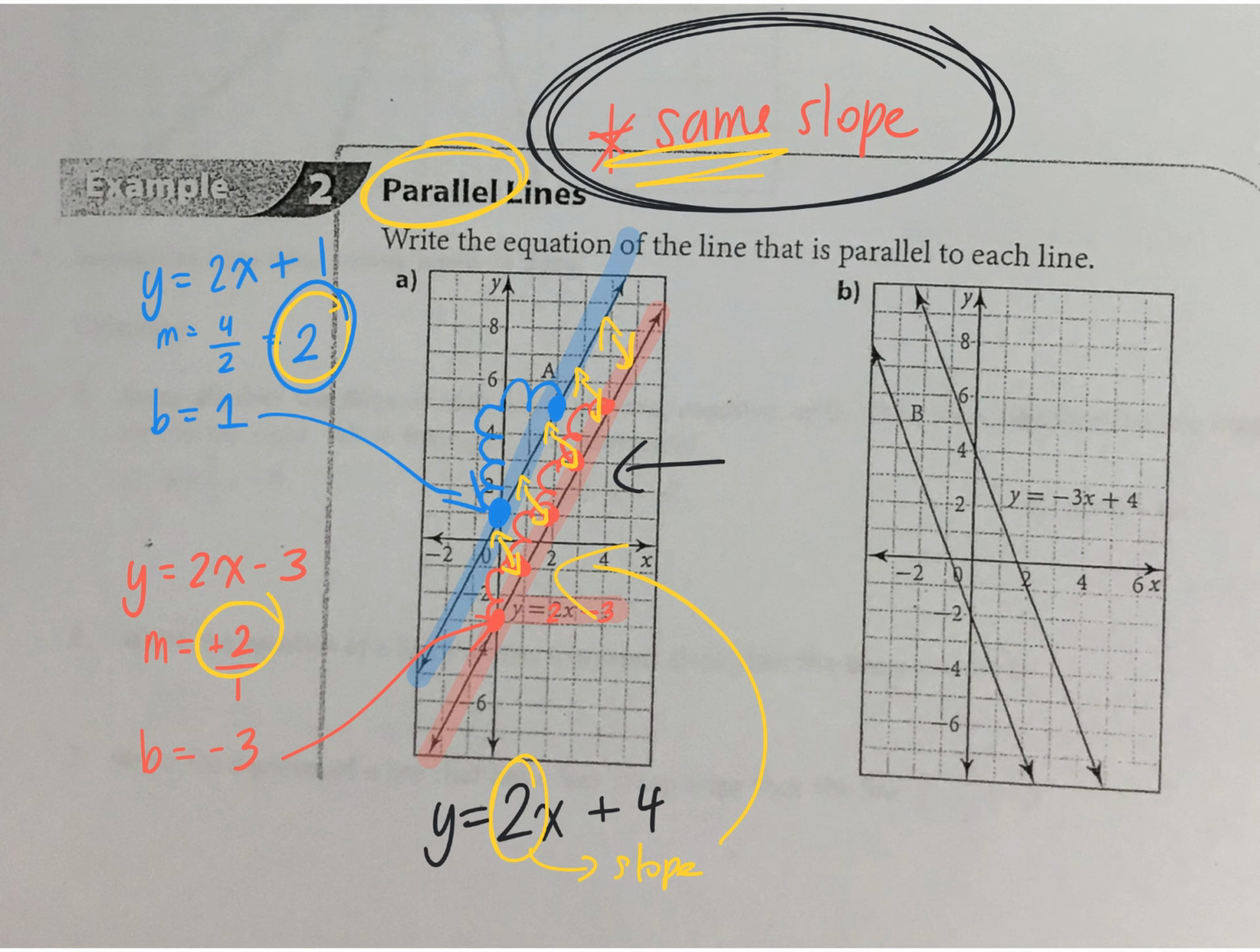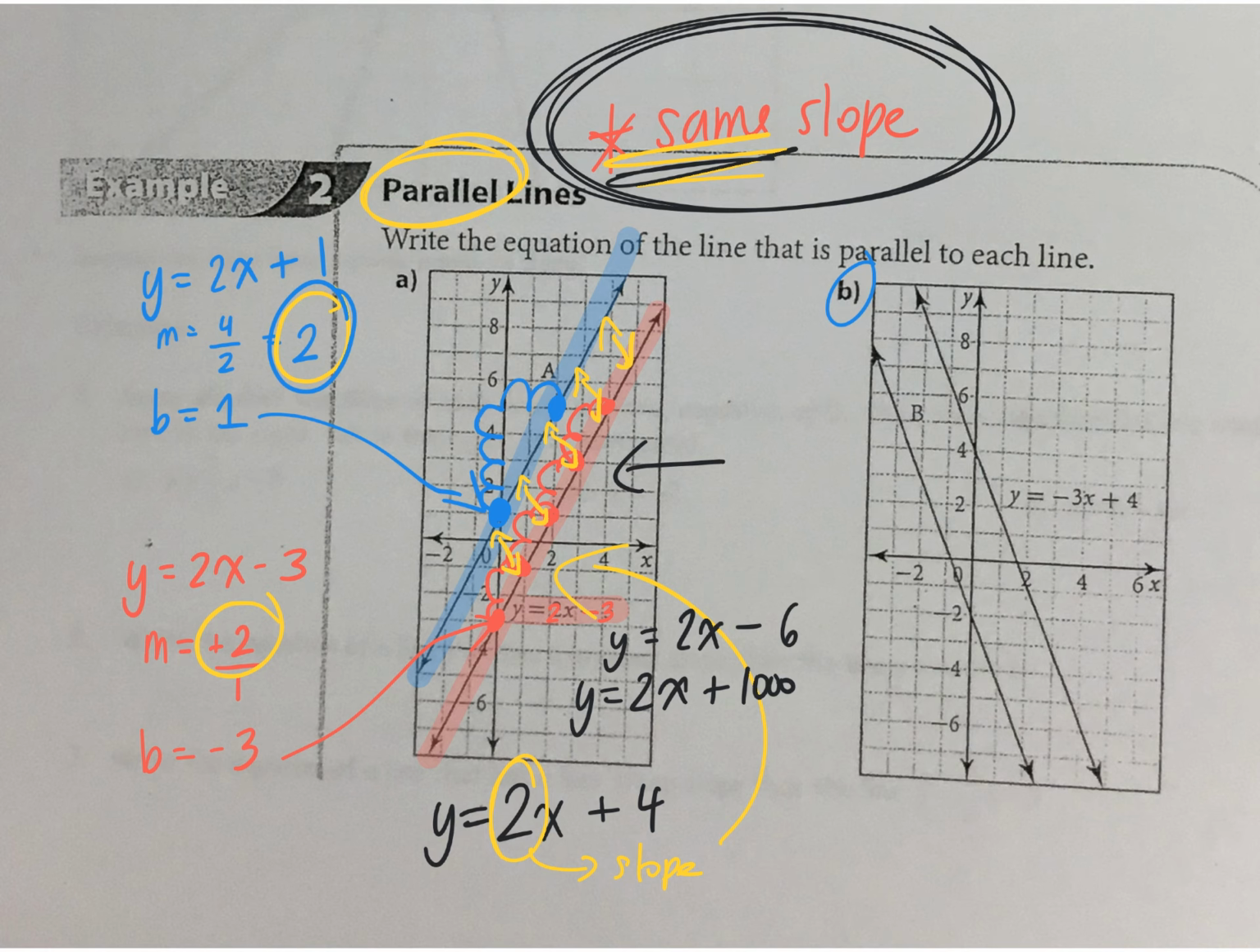That's an excellent example. Can I say y equals 2x plus 1,000? Yes, it has the same slope. Give me another example. Y equals anything. 2x minus 6. Sure, that will be parallel. If they have the same slope, then they're going to be parallel. So I want you to do question B on your own right now.